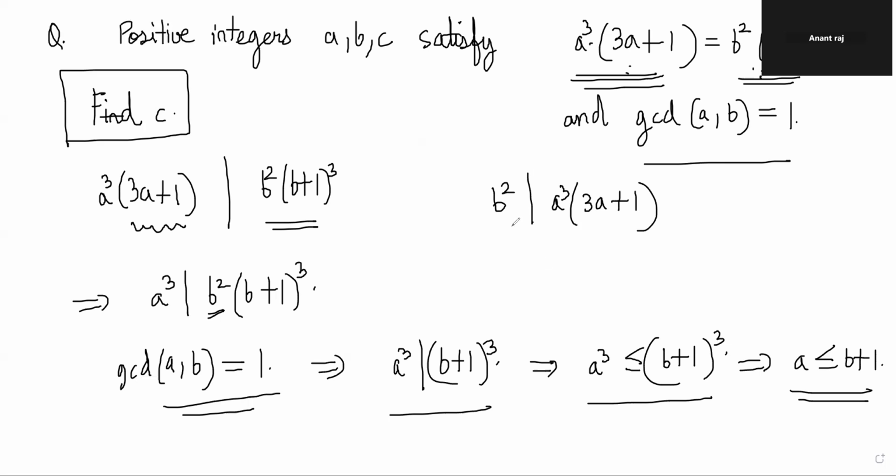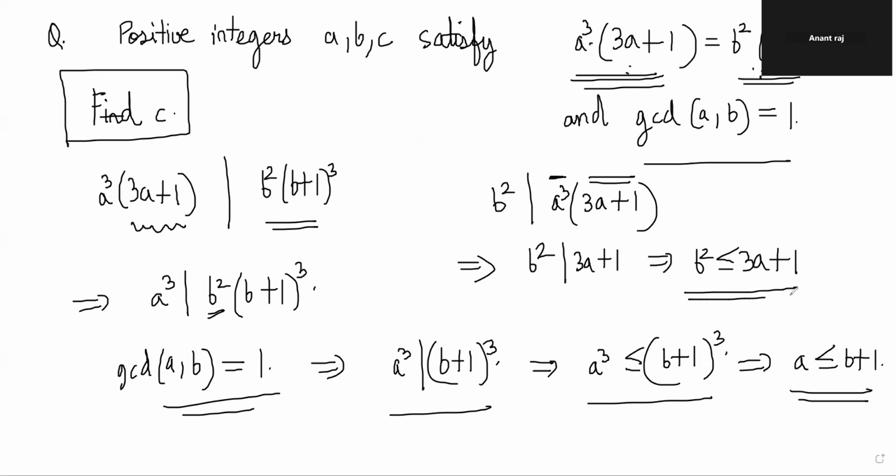And GCD of b and a is 1, so b square divides 3a plus 1. Correct? Applying Gauss's lemma, it cannot divide a cube. So it has to divide this, right? Which means b square is less than or equal to 3a plus 1, right?